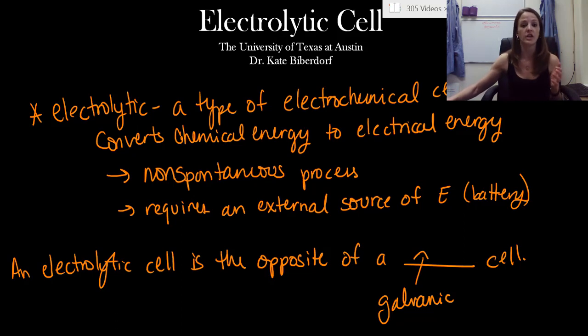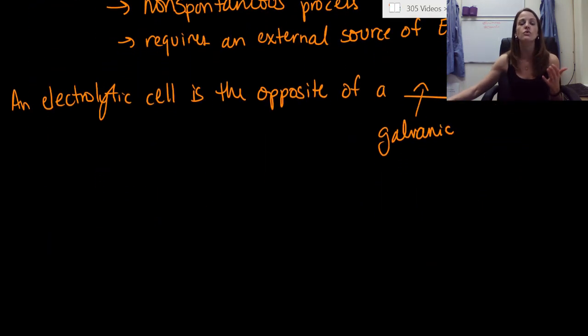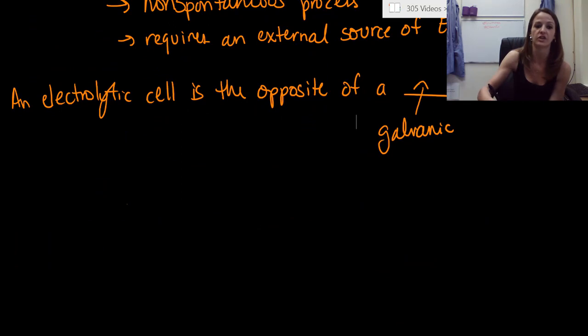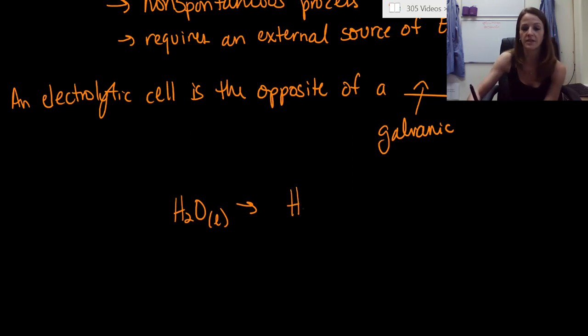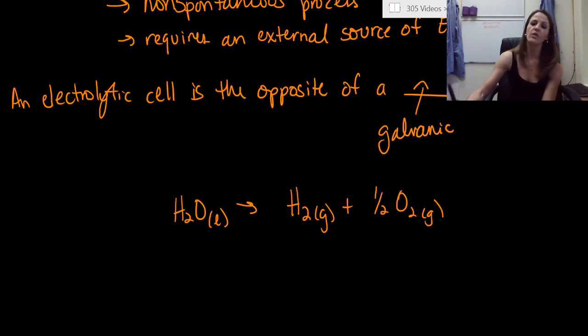So let's look at a very good example of an electrolytic cell. Usually what we do is we look at a process called electrolysis. First let's start off with an example. We have H2O, liquid, and we want to break it apart into H2 gas, hydrogen gas, and oxygen gas. We know from our experience here on Earth that water does not spontaneously break apart into flammable gases. We've seen oceans, we've seen lakes. Water is incredibly stable. So in order to force this process to occur, we have to add energy.